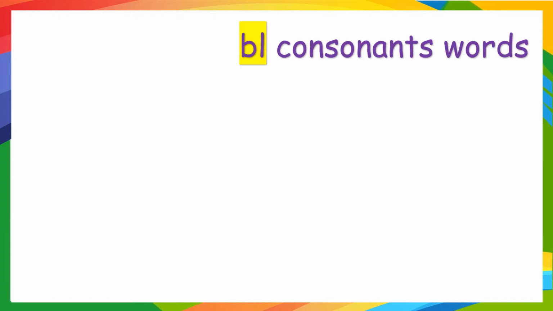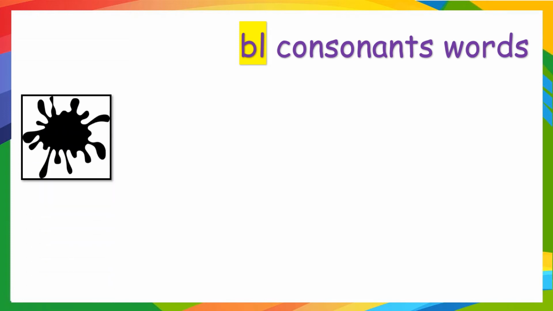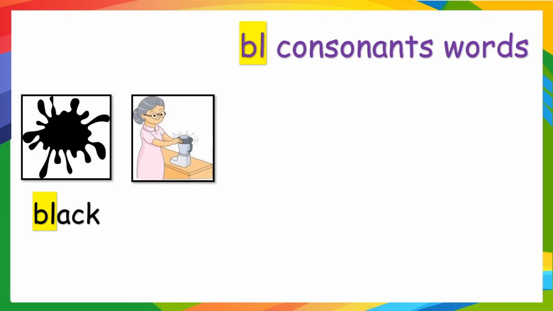Now, let's look at some bl consonant words. What do you see, children? What is this color? Yes, you're right. It's black. Bl ak, black. Bl end, blend.